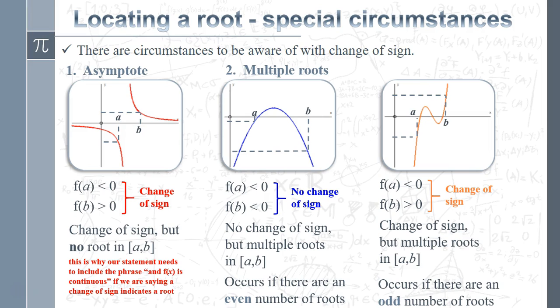Now, in 9 cases out of 10 in the exam, you'll just be asked to say there is a change of sign, and therefore, if you know it's a continuous function, then you're okay. But it might be they start asking you a question to test your understanding of this and whether or not you understand when this technique might fail or give a result that you weren't quite expecting. And it'll be one of these three options. Either the asymptote: change of sign, but no root. Or multiple roots where the number of roots is even: no change of sign, but we've got two roots. Or multiple roots where the number of roots is odd: change of sign, but we've got 3 or more roots.